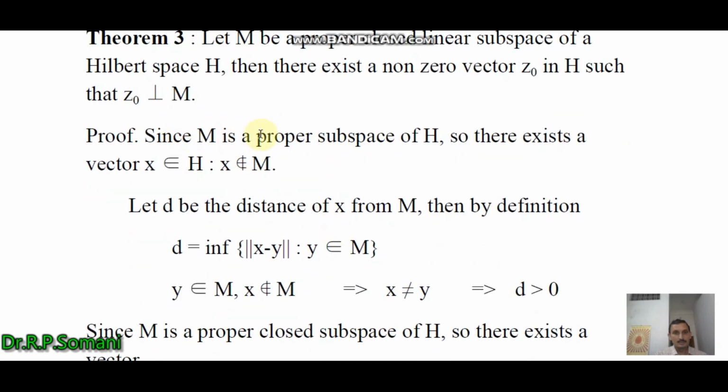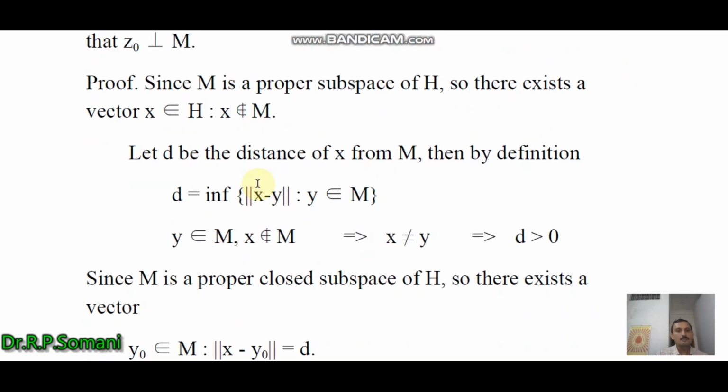Proof: since M is a proper subspace of H, there exists a vector x belonging to H such that x does not belong to M. Now let d be the distance of x from M. Then by definition of the distance, d equals the infimum of the norm of x minus y, where y belongs to M. And as y belongs to M and x does not belong to M, x is not equal to y, and hence d is always greater than 0.